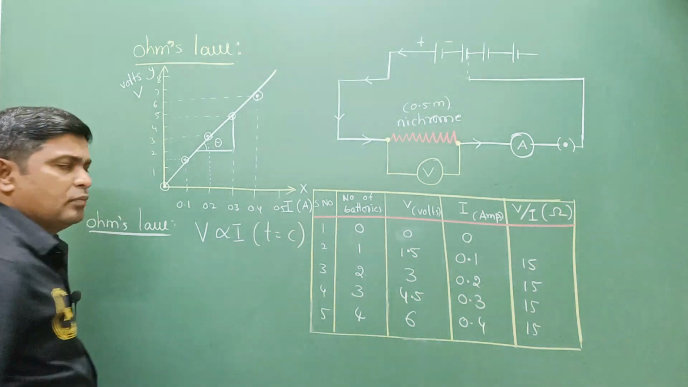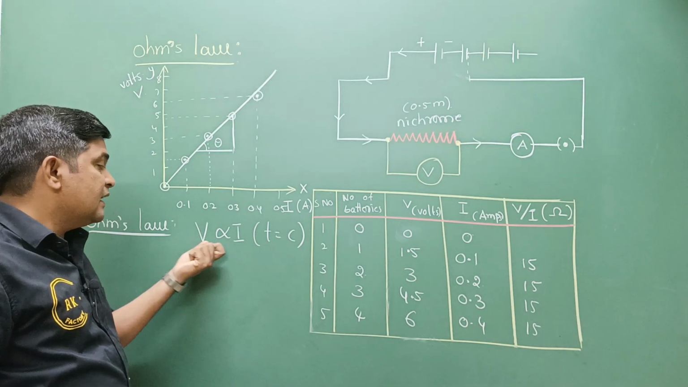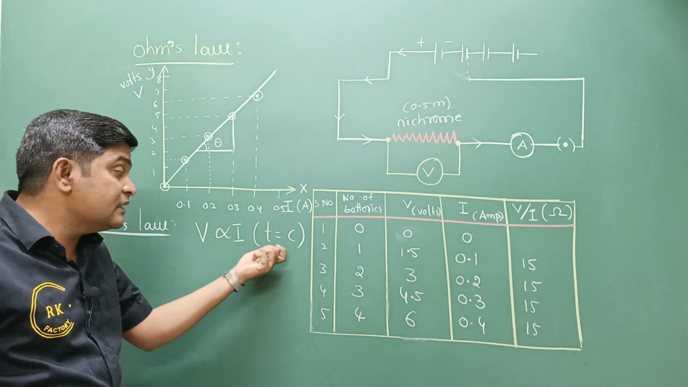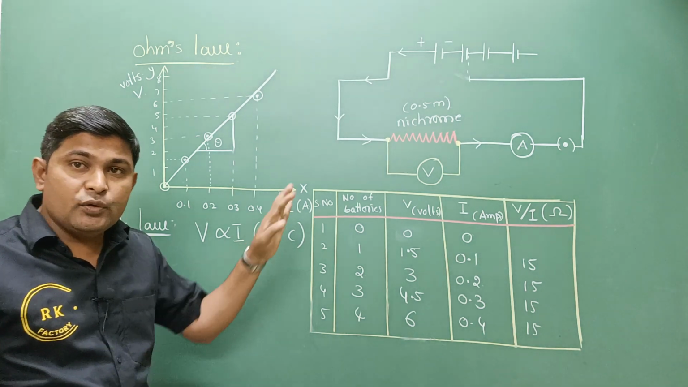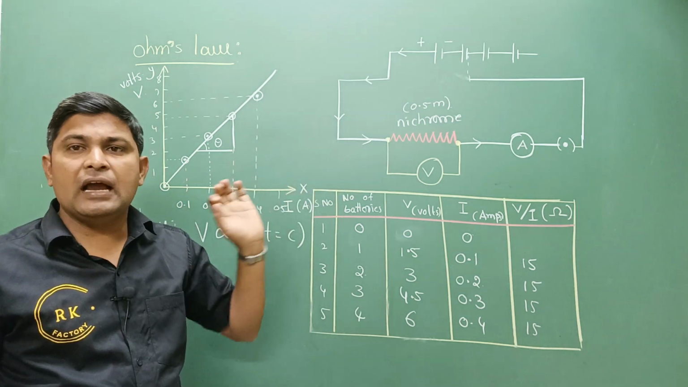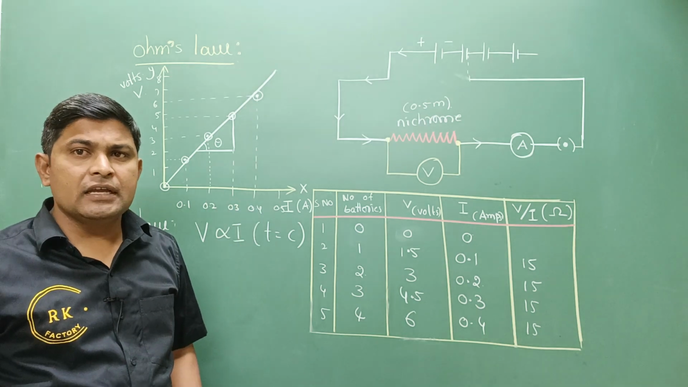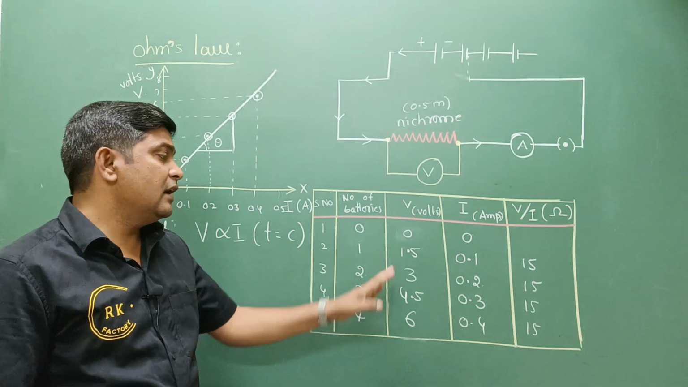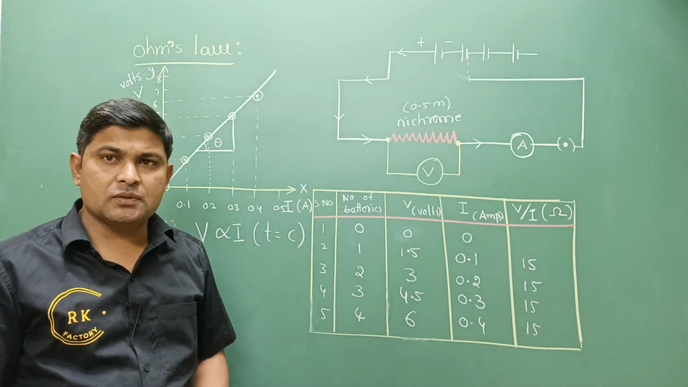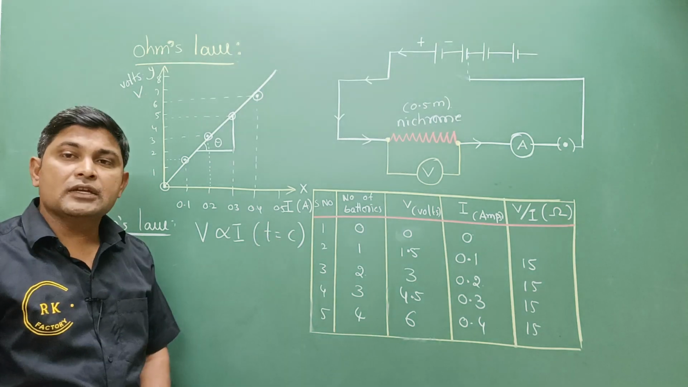This condition is very important. So potential difference is directly proportional to current when temperature is constant, which means when we are doing all these activities and experiments, we have to understand that temperature is constant. If temperature changes, these values may not occur like this, but it may give different values also. That's why we have to imagine the temperature should be constant.